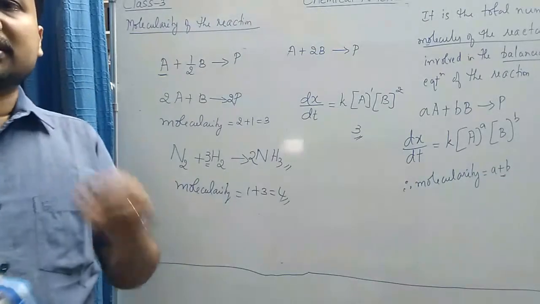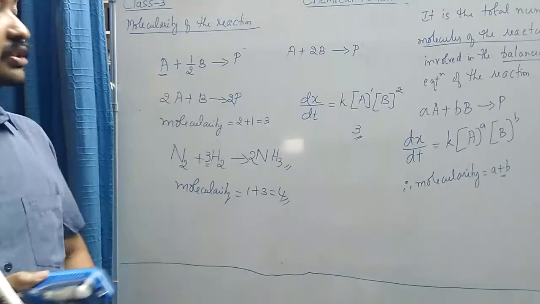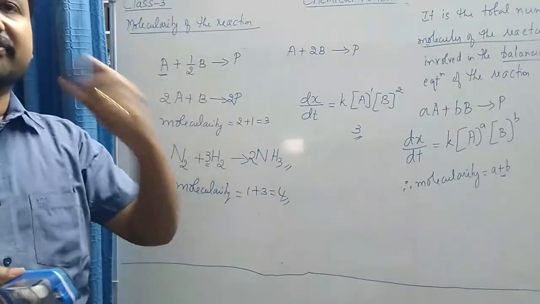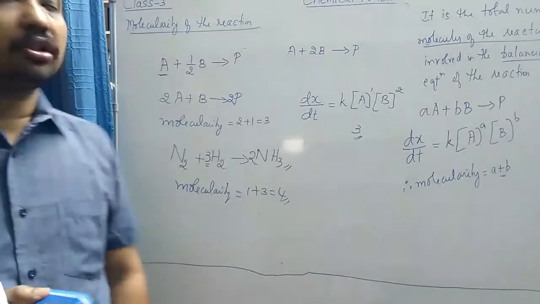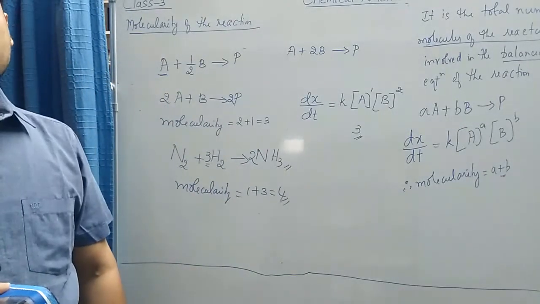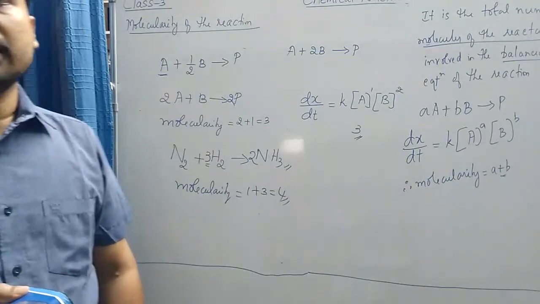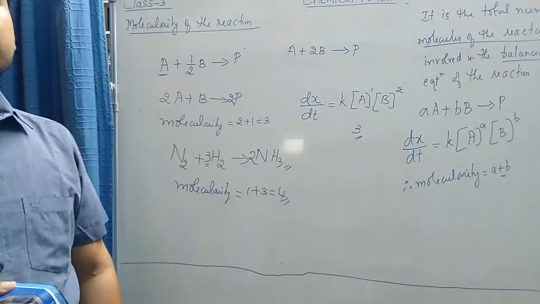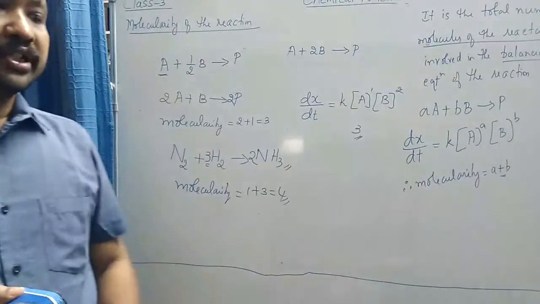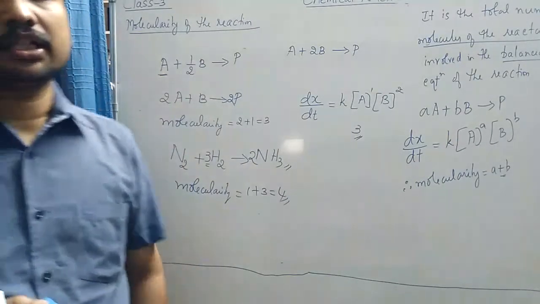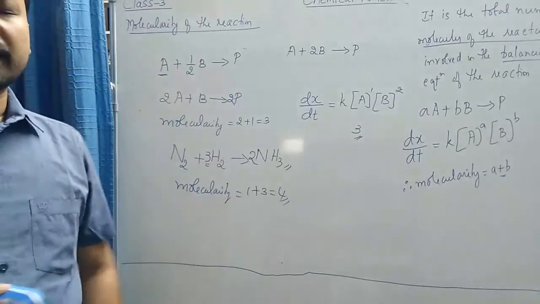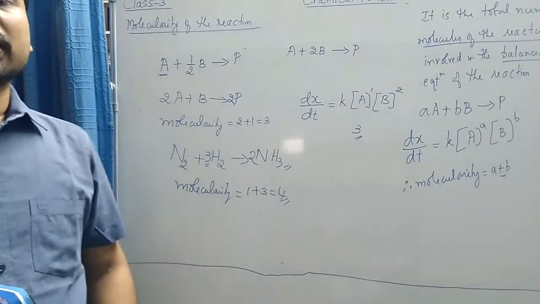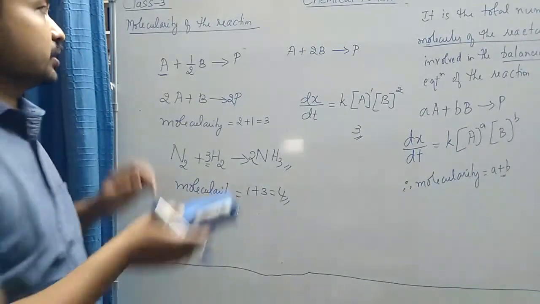So the main purpose of introducing the concept of molecularity of the reaction was to understand what is the exact effect of the reactant concentrations on the rate of the reaction. But the utility of molecularity did not stand up to its expectation. Okay, why? Because it has a very important limitation. So what is that limitation? Let us try to understand.